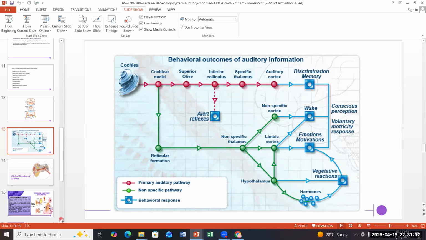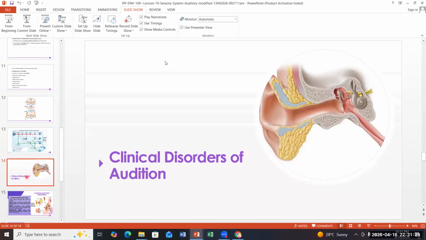So from this lecture, two parts we have completed out of three. The first one we discussed the structure of the ear, and the second one we did the auditory pathway. If there is any question, you can ask, beta. Shall I continue?